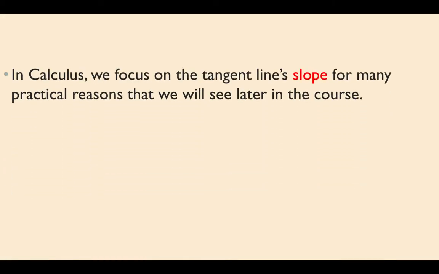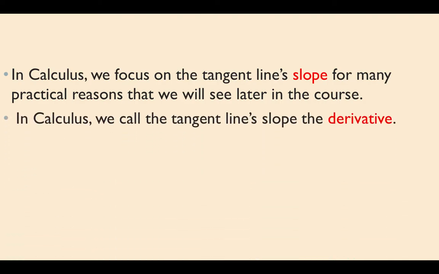Okay, in calculus, we focus a lot on the tangent line slope for many practical reasons that you're going to see later on this course. For one thing, though, what I could give you as a good example is what it's used for. For example, if you're finding like the average velocity of a car, we know how to find the average, but what if I want to know the exact velocity of a car that's driving? Like at 2 seconds, exactly what is the speed of the car? Basically, to find the slope at exactly 1 point is going to give me that answer. So that's a practical reason of how we use these. In calculus, we do call the tangent line slope the derivative.